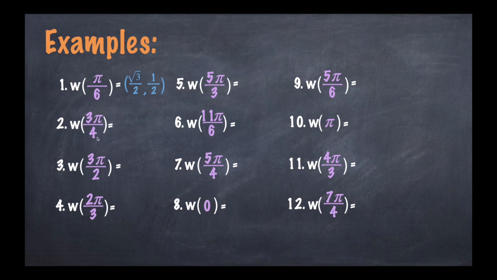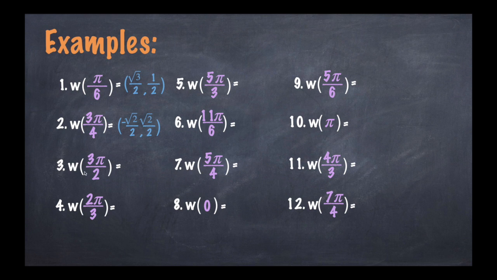For number 2, as soon as we see that denominator of 4, we need to think of root 2 over 2, comma root 2 over 2. But we also need to consider where that's going to fall in the unit circle, which quadrant. And because our numerator is 1 less than the denominator, it's going to fall in quadrant 2, which means it's then going to be negative positive.